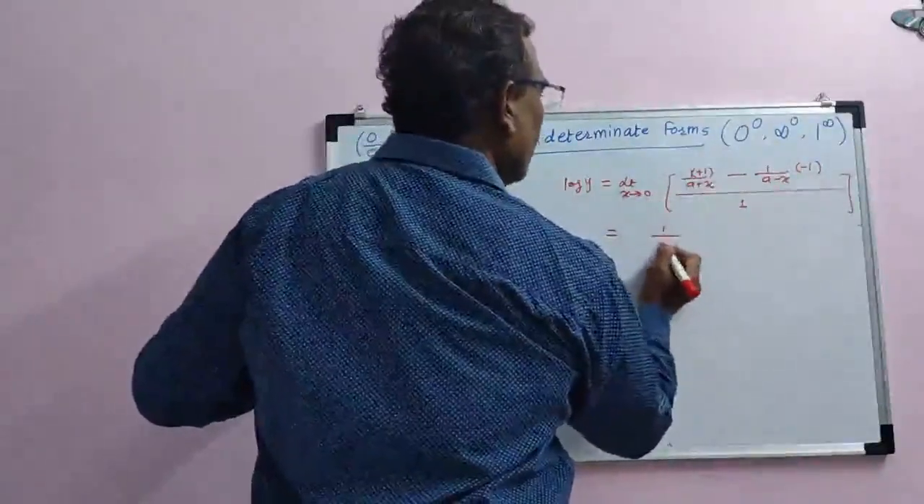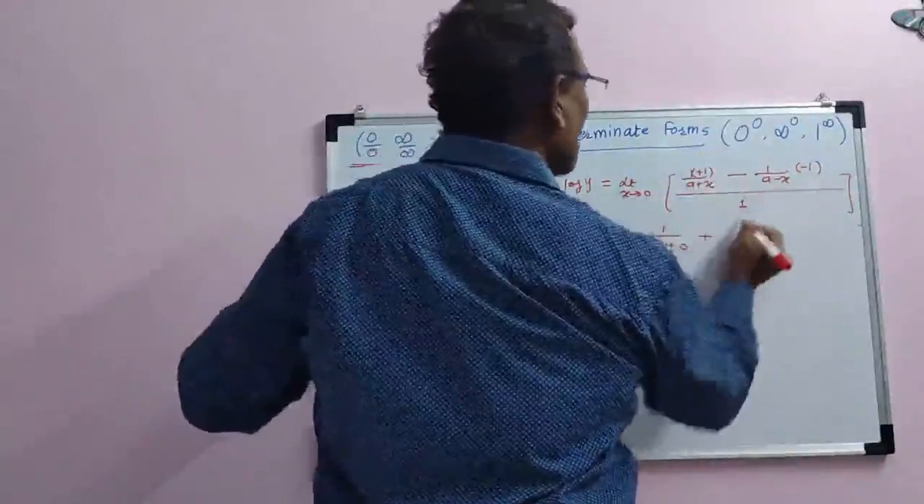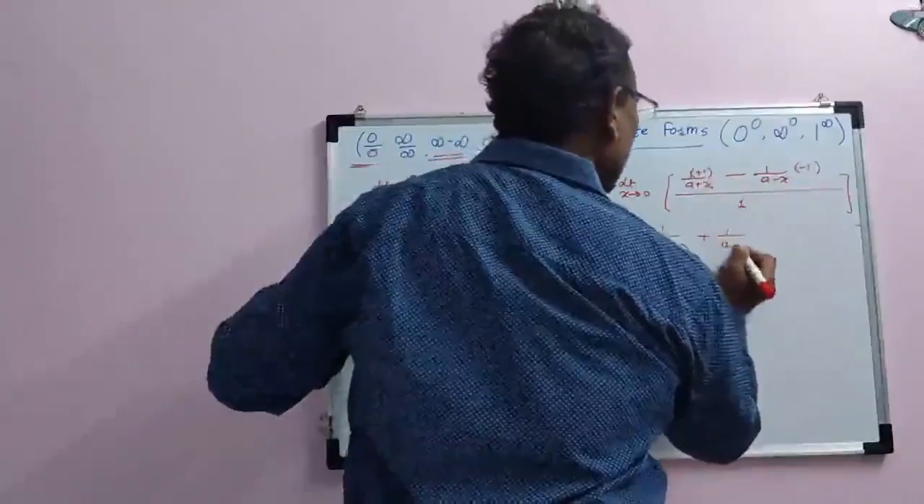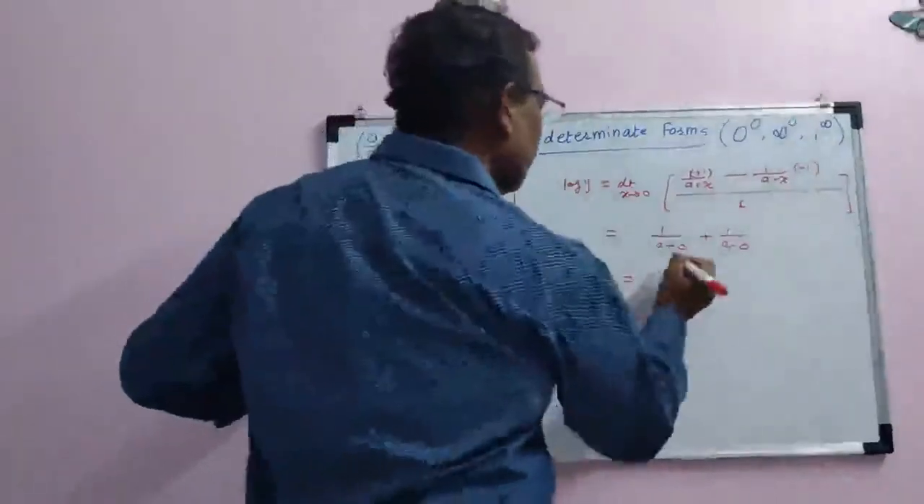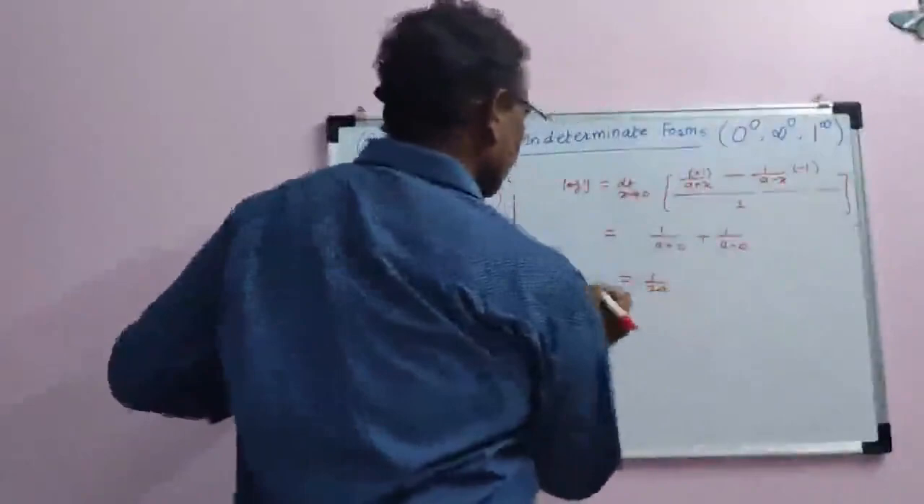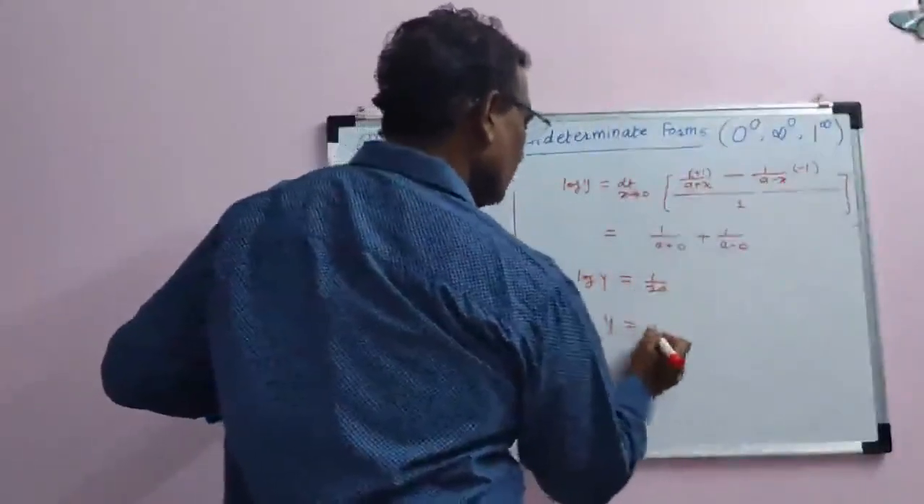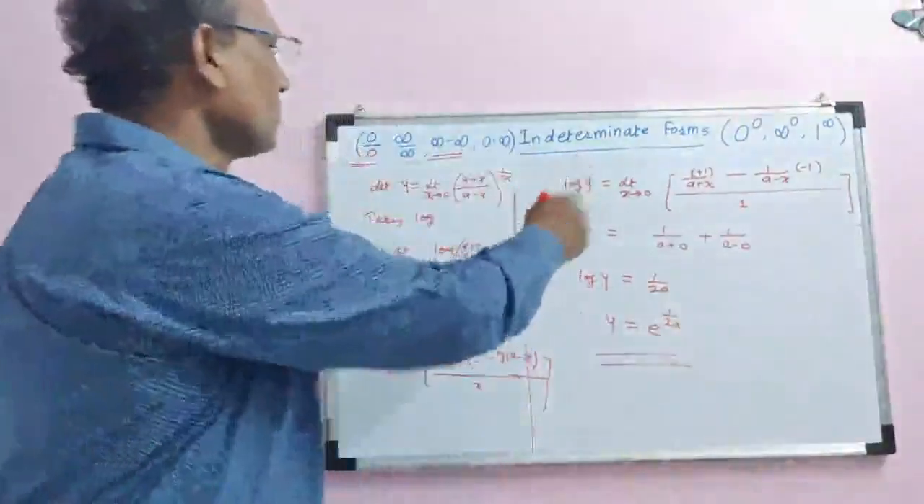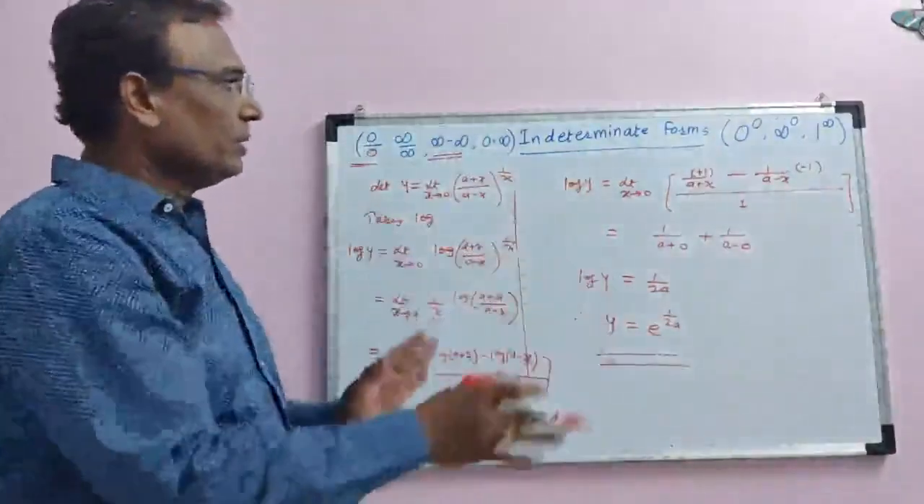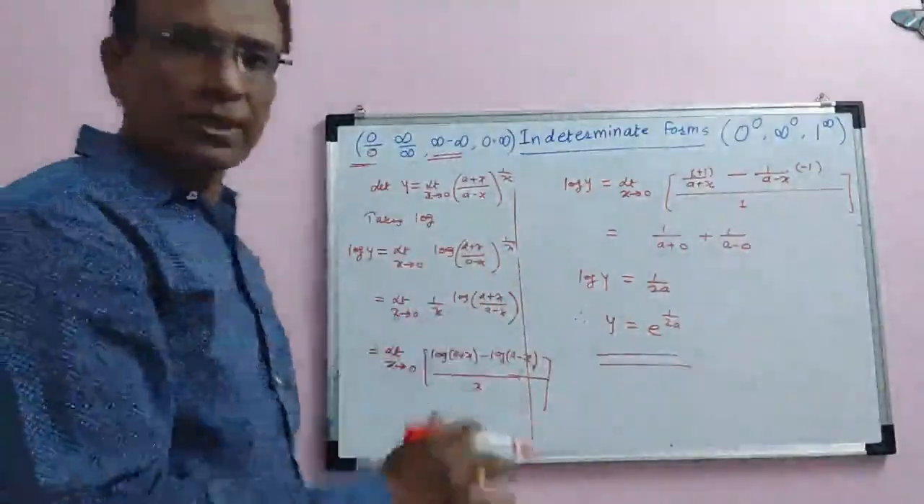you can directly put the value of x. 1 by a plus 0 minus minus plus 1 by a minus 0. So 1 by a plus 1 by a is 2 by a, divided by 2, the log of y is equal to 1 by a. Therefore, y equal to e to the power 1 by a. So in this way we have solved this. So almost all the varieties I covered. So we stop here. Thank you very much.